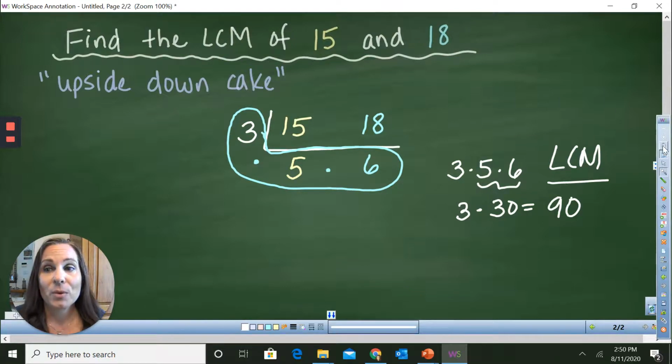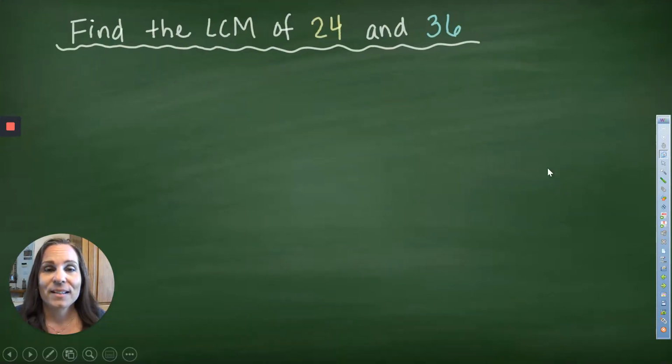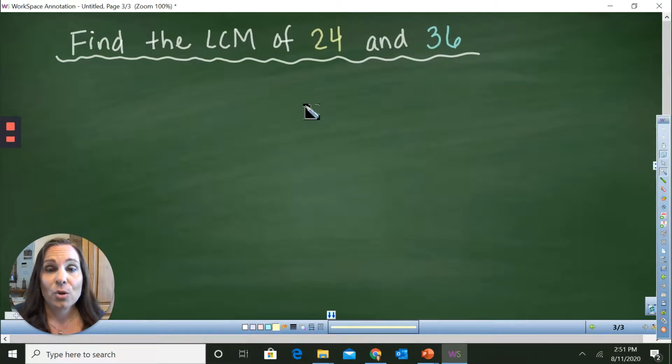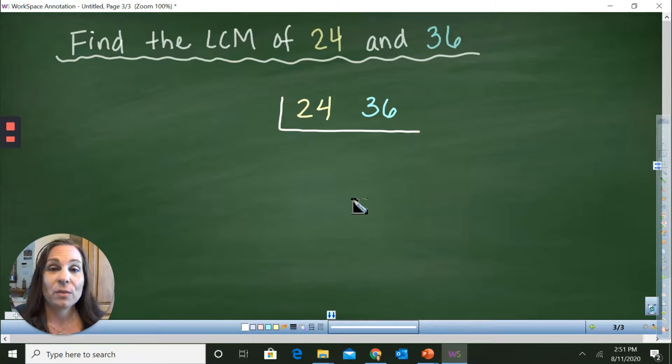So let's try one more. Find the LCM of 24 and 36. So I'm going to use the upside down cake method again. So 24, I'll write it right here, and then 36. And I'm going to think about what goes into 24 and 36. Well, they're both multiples of 4, so I could divide them both by 4. 24 divided by 4 is 6, and 36 divided by 4 is 9.